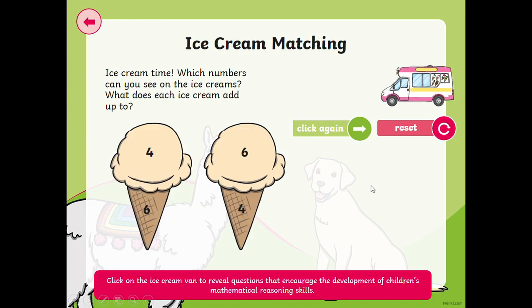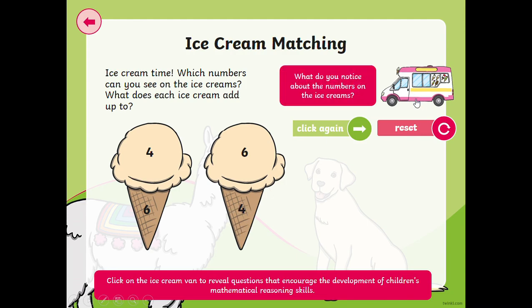Okay, ice cream matching. Which numbers can you see on the ice creams? What does each ice cream add up to? So what number is this one? And what number is this one? So we've got 4 and 6. 4 add 6 equals 10. But this time we've got 6 on the ice cream and 4 on the cone.